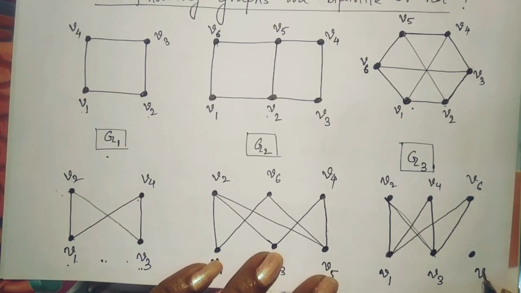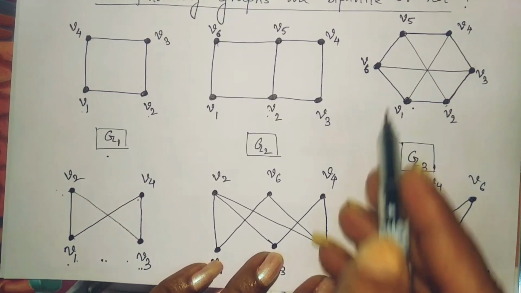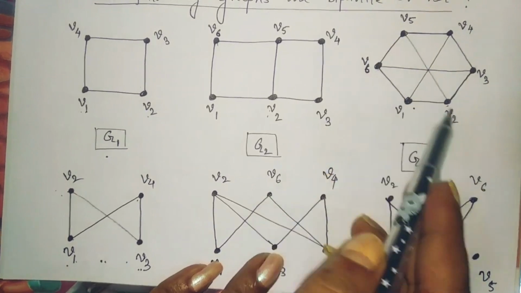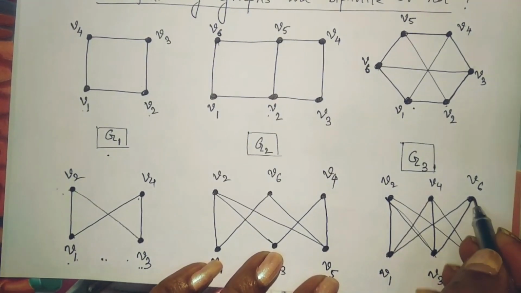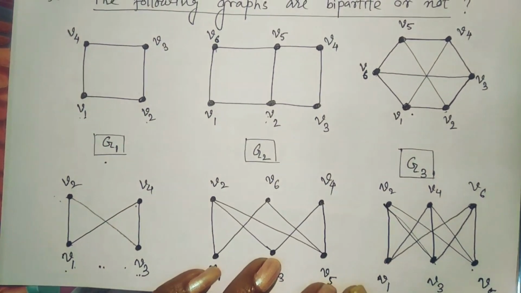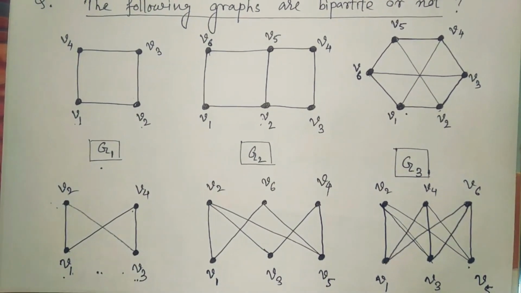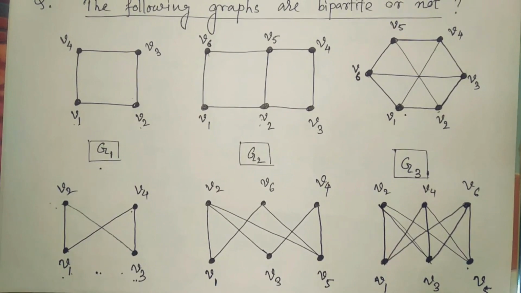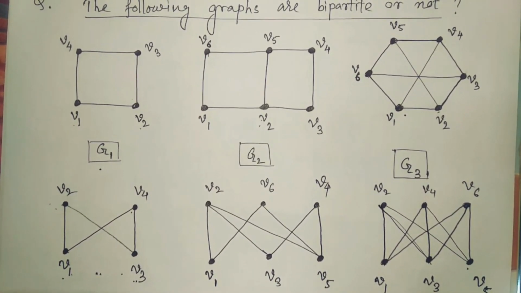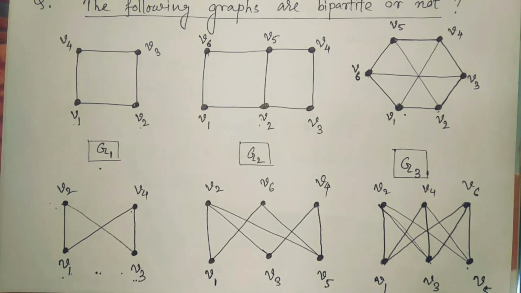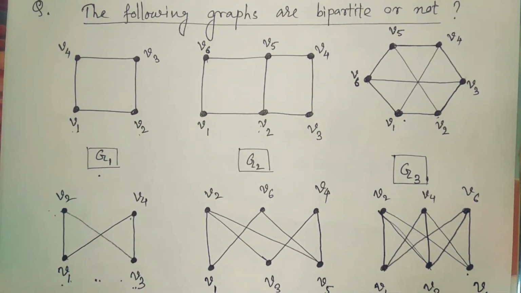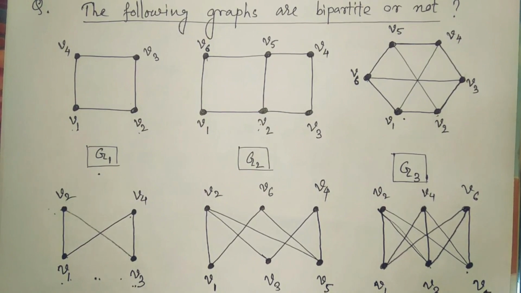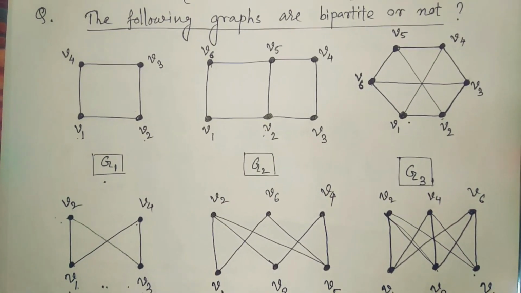Remaining is V5. So V5 again connects with V6, V4 and V2. V2, V4 and V6. Yes, this one is also a bipartite graph. So apparently it may seem that one graph is bipartite or not, but for testing this one, we should redraw the picture, and according to the definition of the bipartite graph, we come to our conclusion.